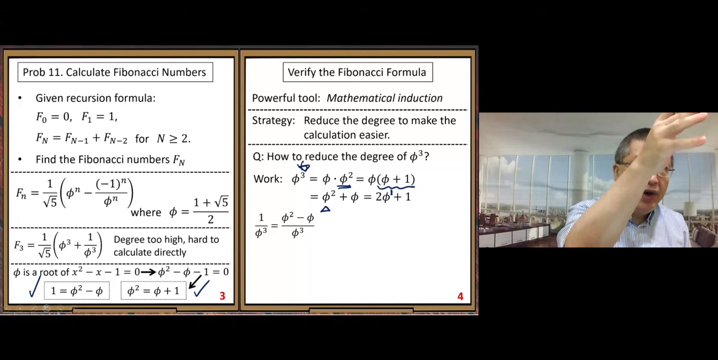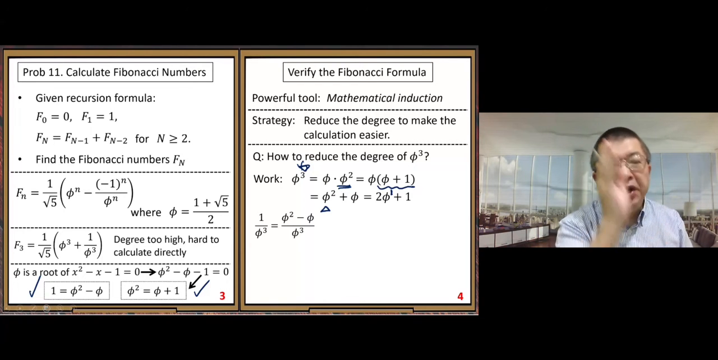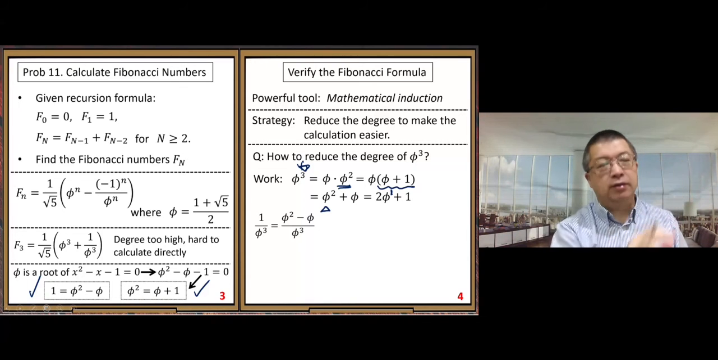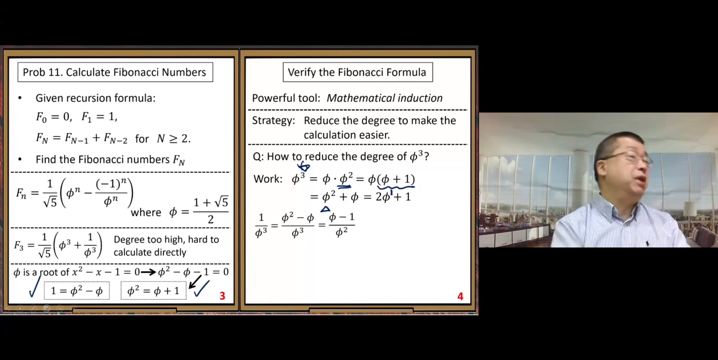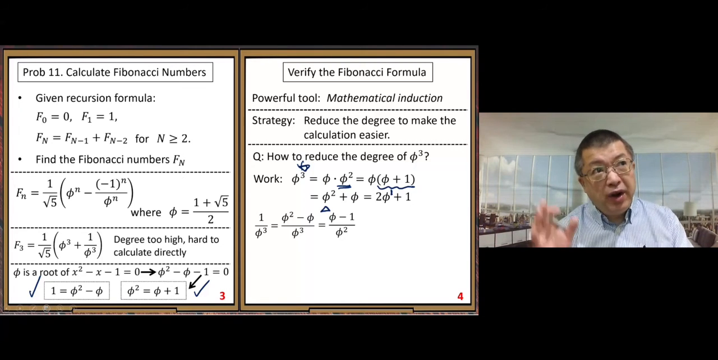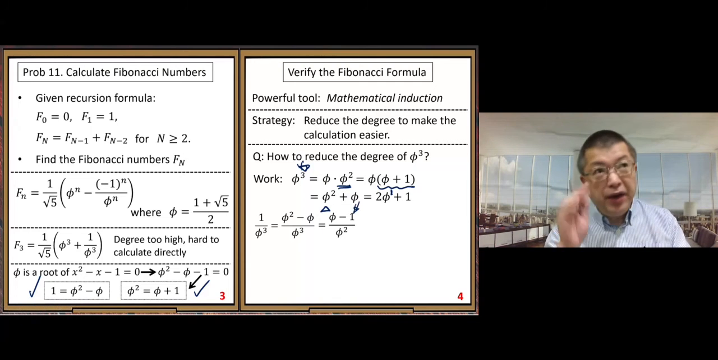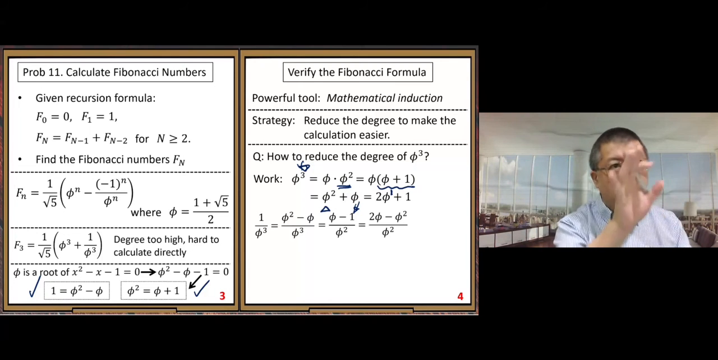we can do cancellation between numerator and the denominator. After the cancellation, the degree of the denominator is brought down. Yeah. So that's what we need. After cancellation, phi minus 1 over phi squared. All right, but we want to bring down phi squared another time. So we replace this one by another parenthesis, phi squared minus phi. After simplification, we get 2 phi minus phi squared.